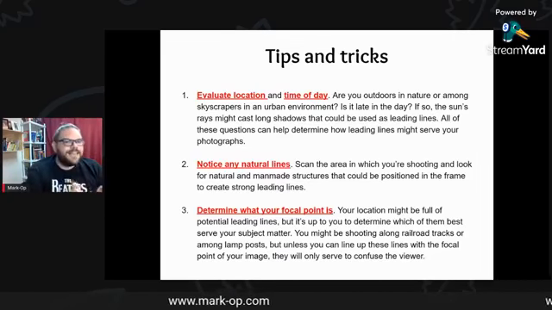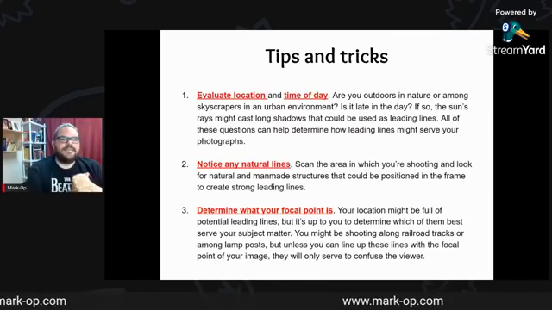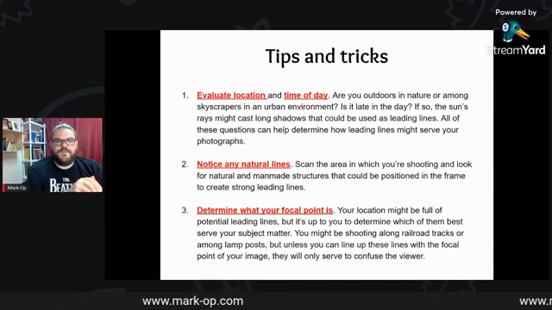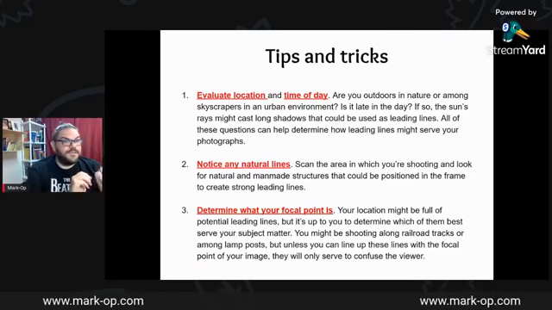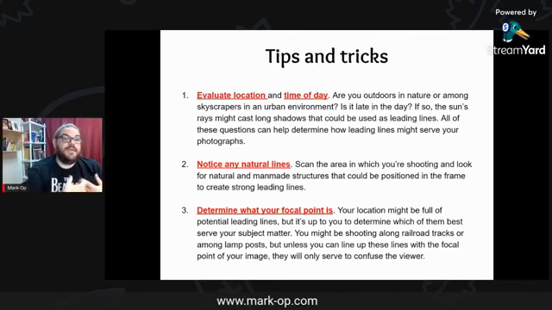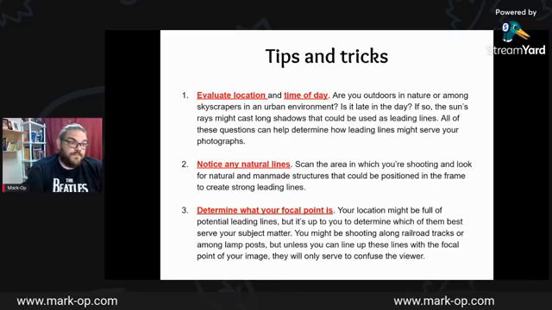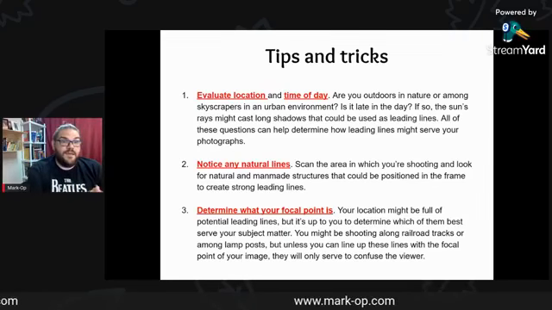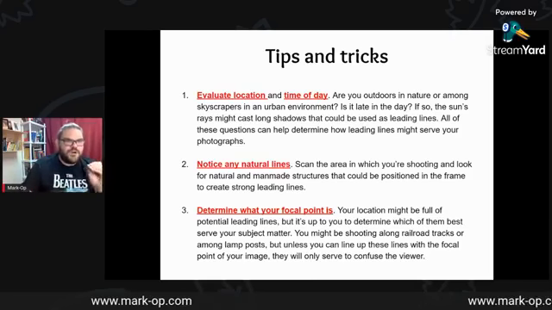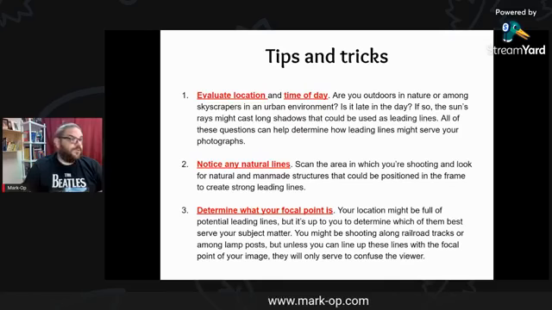Do you notice any lines in your entourage? So is there any lines that you can actually incorporate into your photo? Do you have a focal point? So that's very important. Do you have a focus that you want to actually present in your photo? Do you want it to be a plant? Do you want it to be a tree, an animal, a person? So make sure that you determine what you actually want to show in your photo.